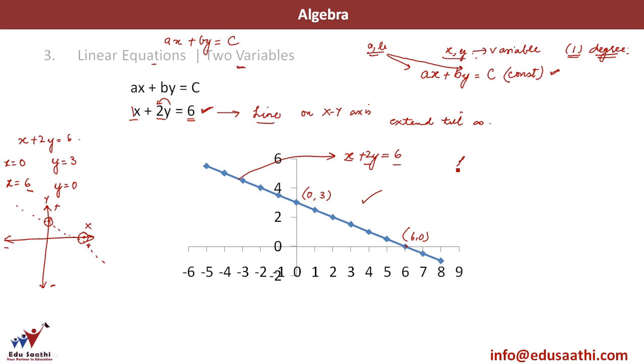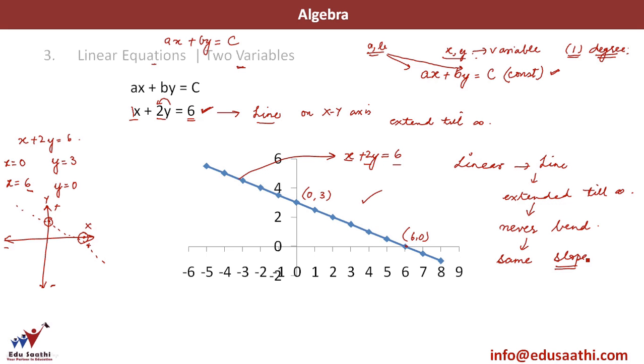Now this graph is a linear graph. It's a linear equation. It's a line graph that can be extended till infinity. Now this graph for a linear equation will never ever bend. It will never have a bend in the graph. It will be the same line, the same slope. Slope is the inclination, the same slope that will continue till infinity. Never ever will it bend.